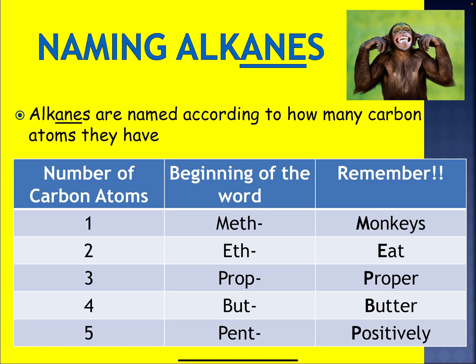Naming alkanes. Obviously, alkanes belong to a group of hydrocarbons. Hydrocarbon meaning hydrogen and carbon. And what you need to know is the number of carbon atoms. You can clearly see 1, 2, 3, 4, and 5. Words beginning with, and that's just one way of remembering them. Monkeys eat proper butter positively.